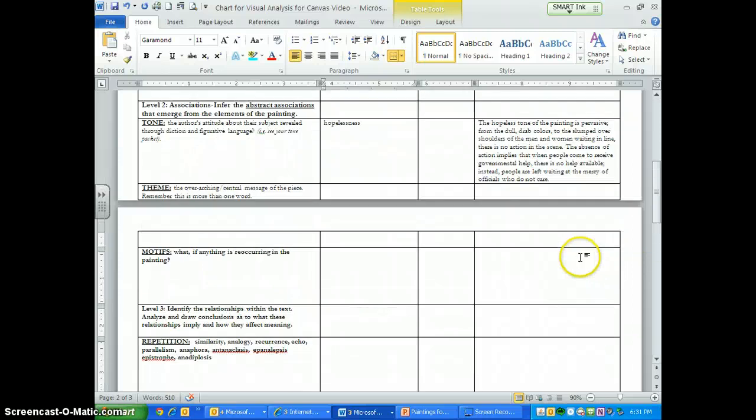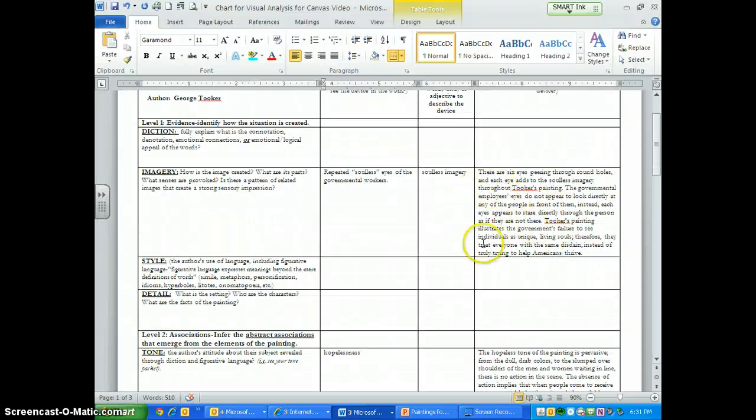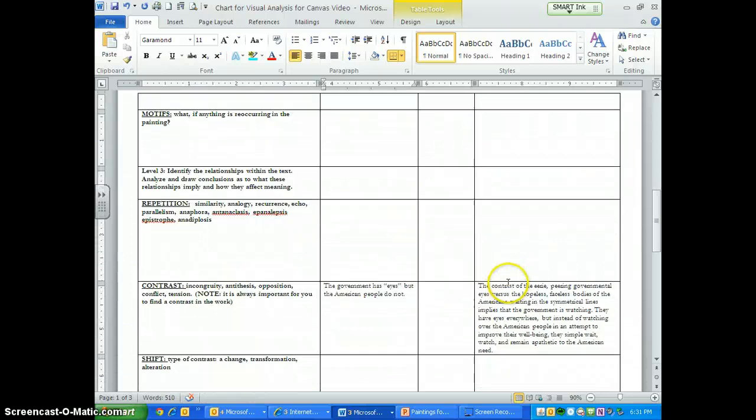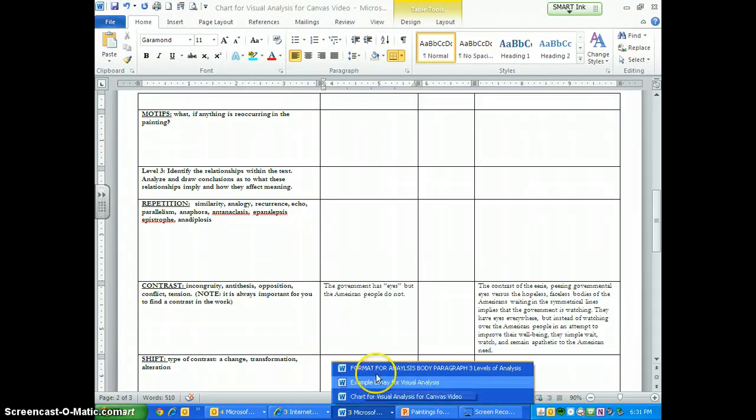And then over here, I went through and wrote down my commentary. We're going to talk about this more in a second. If you do good commentary over here, you should be able to pretty much copy and paste it into your essay. So let's go look at the essay that I have written.